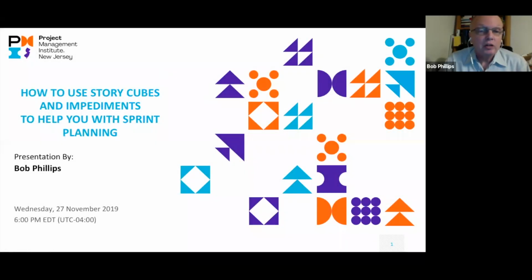And tonight we're going to be talking about how to use story cubes and impediments to help you with sprint planning. And this is an experiment I actually tried with my team.